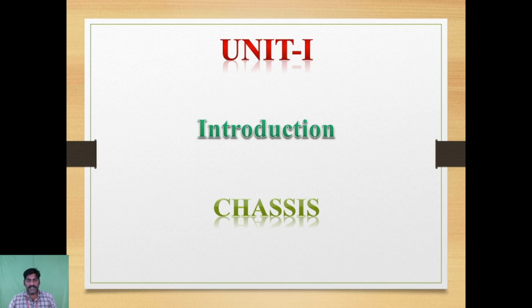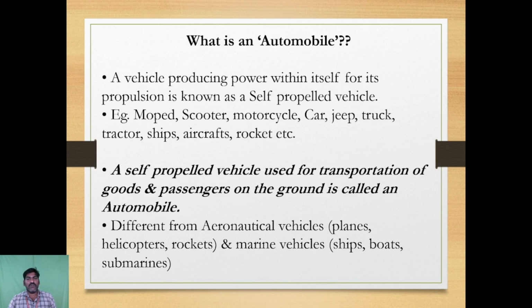Unit 1. Introduction. Chassis. What is an automobile? A vehicle producing power within itself for its propulsion is known as a self-propelled vehicle. Examples: moped, scooter, motorcycle, car, jeep, truck, tractor, ships, aircraft, rocket, etc. A self-propelled vehicle used for transportation of goods and passengers on the ground is called an automobile. It is different from aeronautical vehicles, such as planes, helicopters, and rockets, and marine vehicles, such as ships, boats, and submarines.